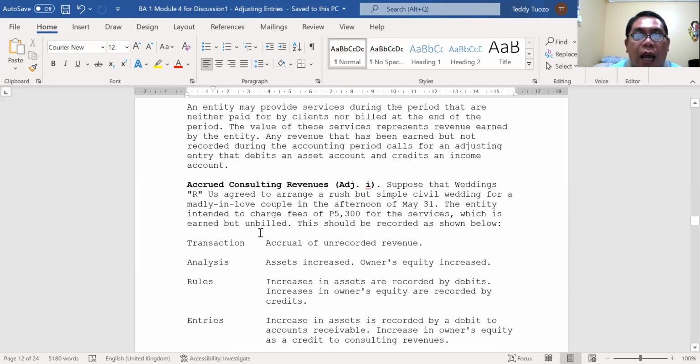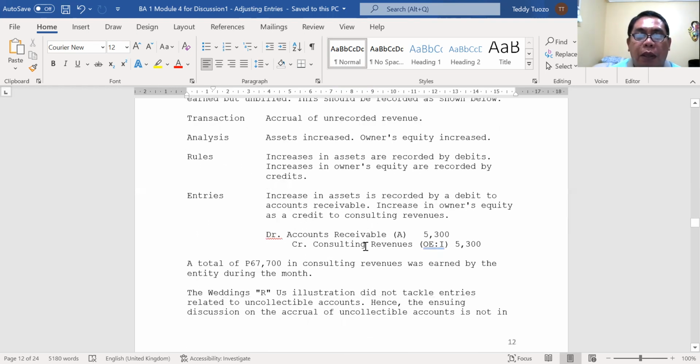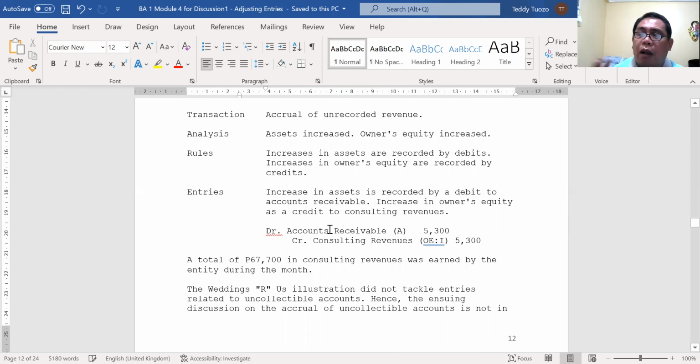suppose that weddings are as agreed to arrange a rush, no? But simple civil wedding for a madly in love couple in the afternoon of May 31. The entity intended to charge fees of 5,300 for the services, which is earned but unbilled. This should be recognized or recorded as below. Debit to accounts receivable. Why accounts receivable? Siyempre kay kolektahonon pa man niya, asset man siya.